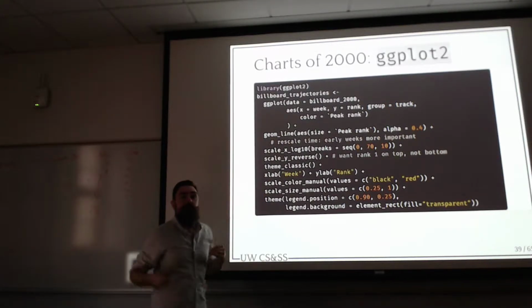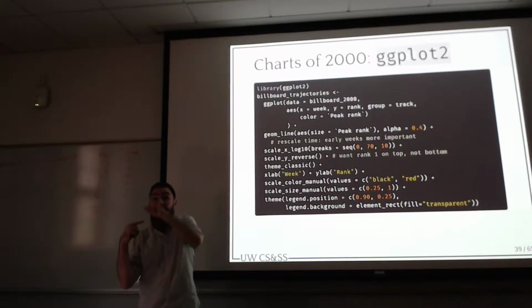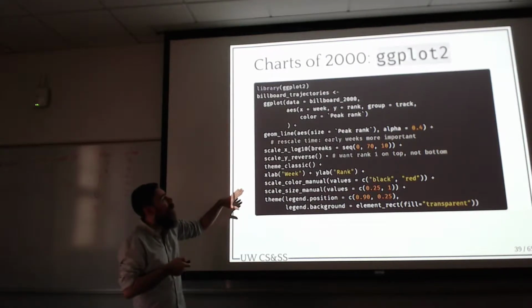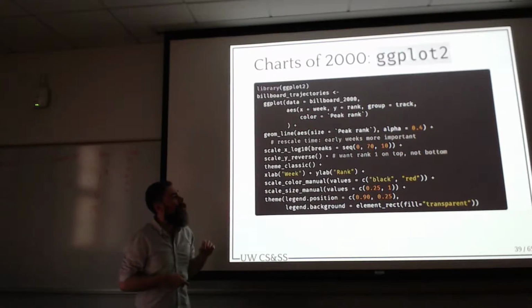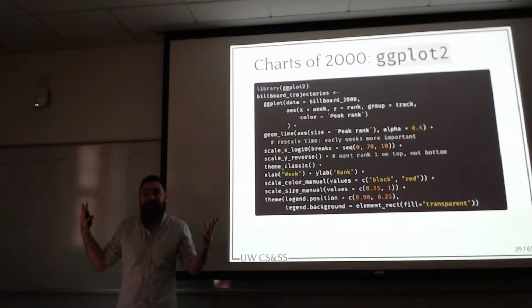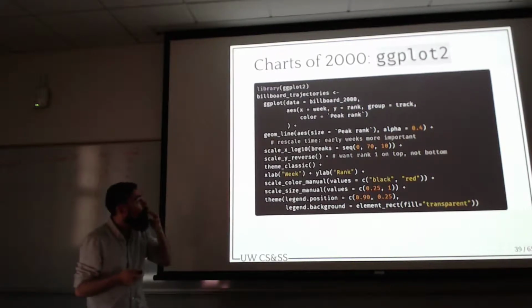I'm grouping by track so that I can make the lines follow a single track and not just a whole bunch of dots. I'm going to color it by peak rank. If you remember, peak rank only takes 2 values. Peak rank is either hit number 1 or did not hit number 1. So everything that ever hit number 1 is just going to be one particular color. Everything else is going to be a different color. So this will separate out the ones that ever hit number 1.